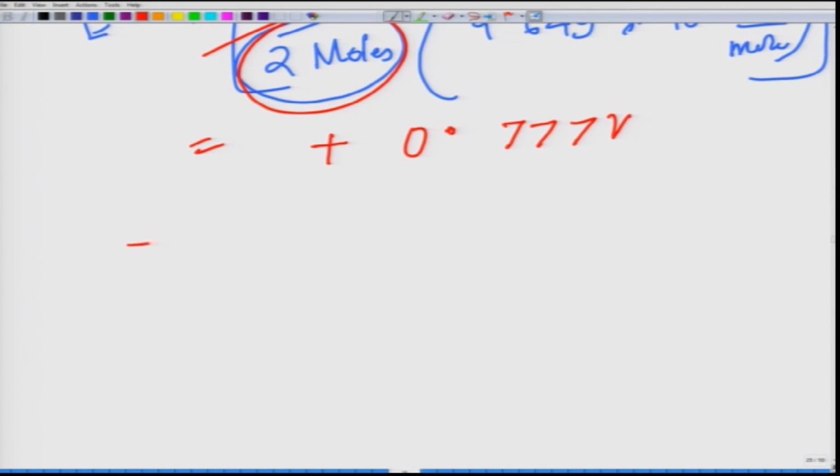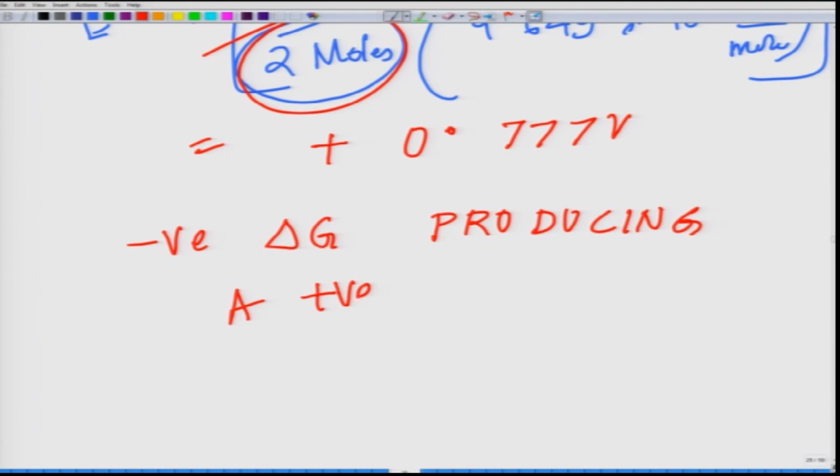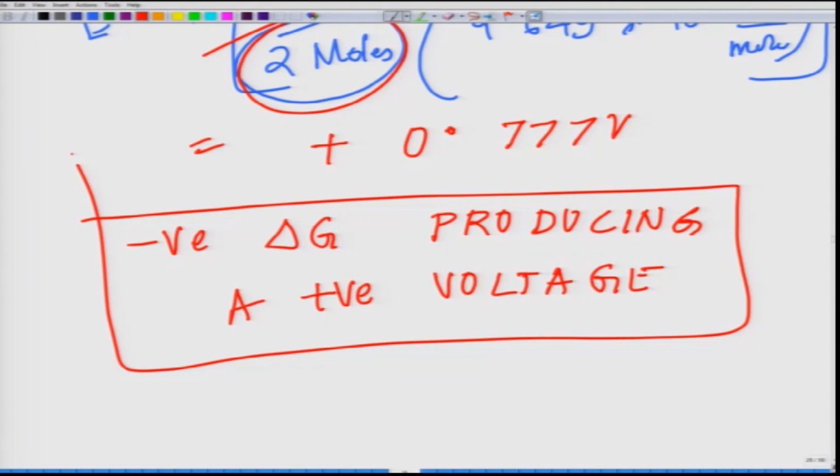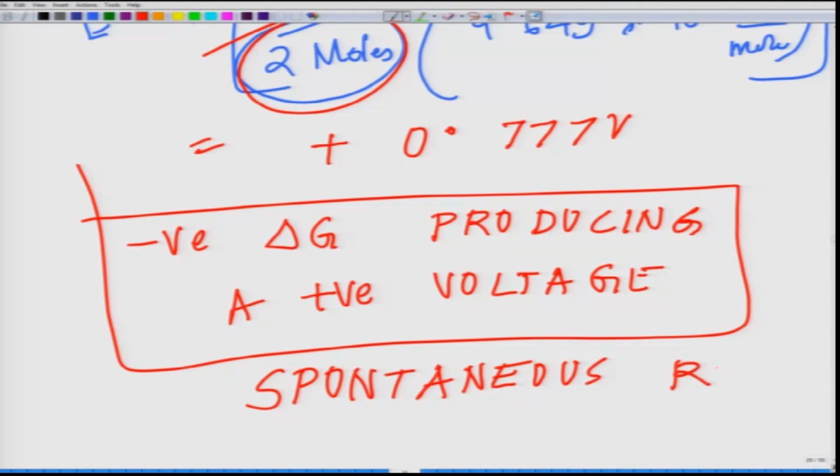So, this is a spontaneous chemical reaction: negative delta G produces a positive voltage. Vice versa, if there were a positive delta G, which is a non-spontaneous reaction, you would get a negative voltage. Okay.